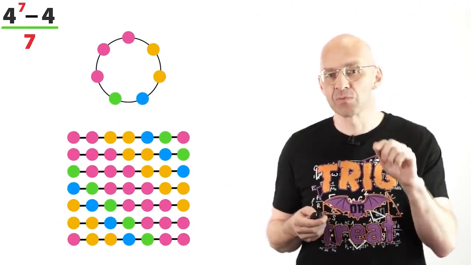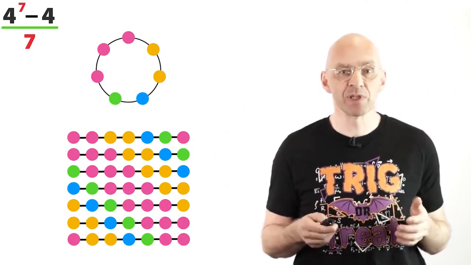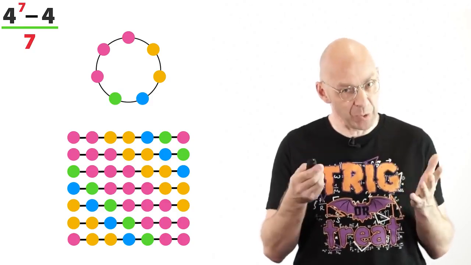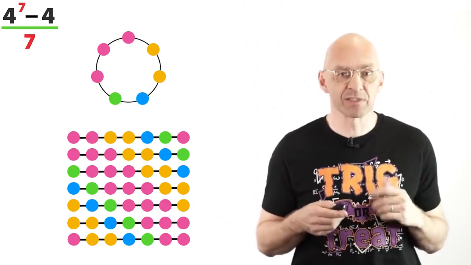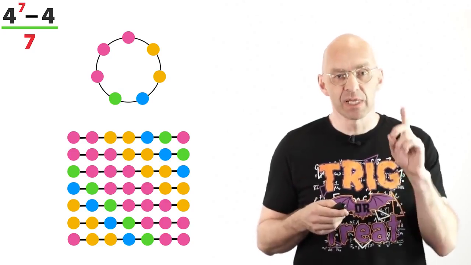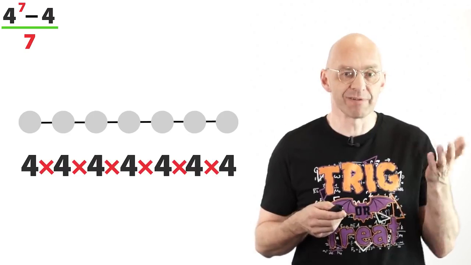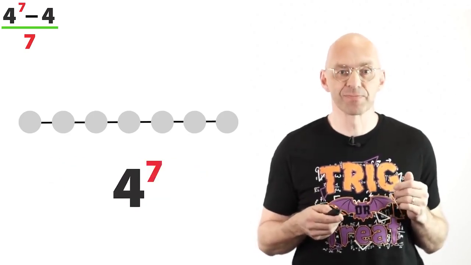Now, if we had started with all possible necklaces and imagine cutting each of them in all possible ways, then we'd obviously end up with all possible strings. And the total number of strings is very easy to count. Each string has 7 beads, and each bead can have any of 4 colors. So the total number of different strings is 4 times 4 times 4, 7 times, which comes to 4 to the power of 7 strings.